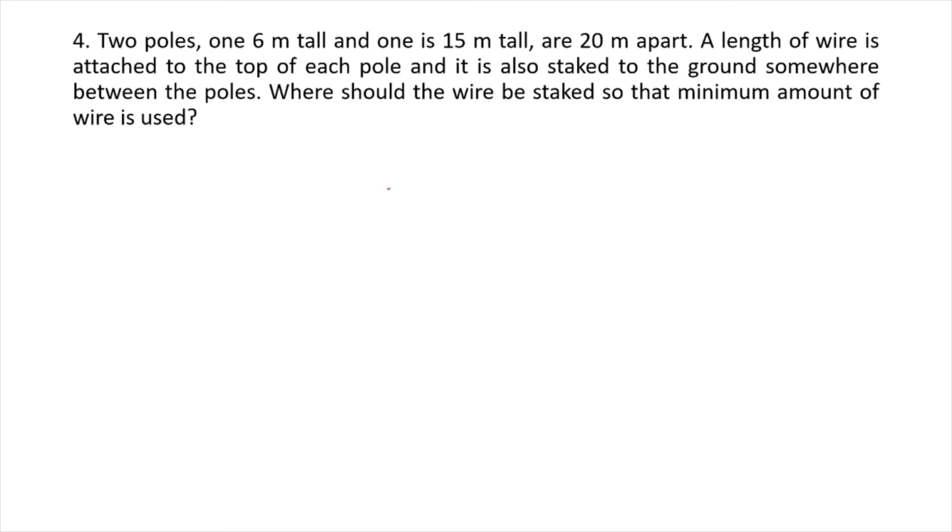Next problem, two poles, one is 6 meters tall and the other one is 15 meters tall, are 20 meters apart. A length of wire is attached to the top of each pole and it is also staked to the ground somewhere between the poles. Where should the wire be staked so that minimum amount of wire is used?